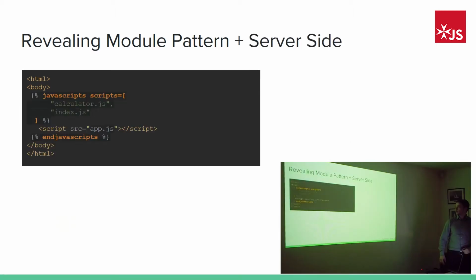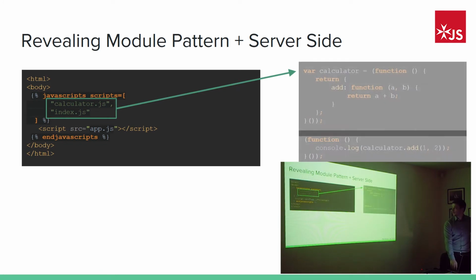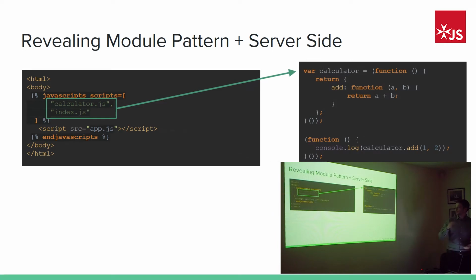So we backed the revealing module pattern with some server-side logic. That's a twig-like template language, but it doesn't really matter. The important thing is that instead of HTML, we had some kind of templating language where we specified what are the modules that we actually need. And on the server, those modules were concatenated into one big file, and that file was sent to the client.